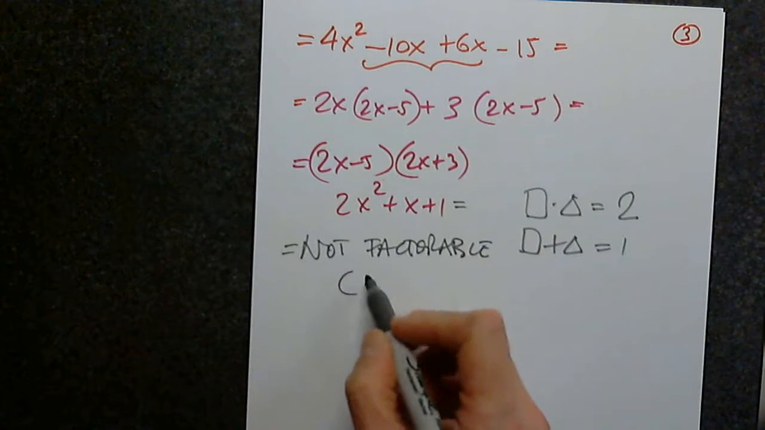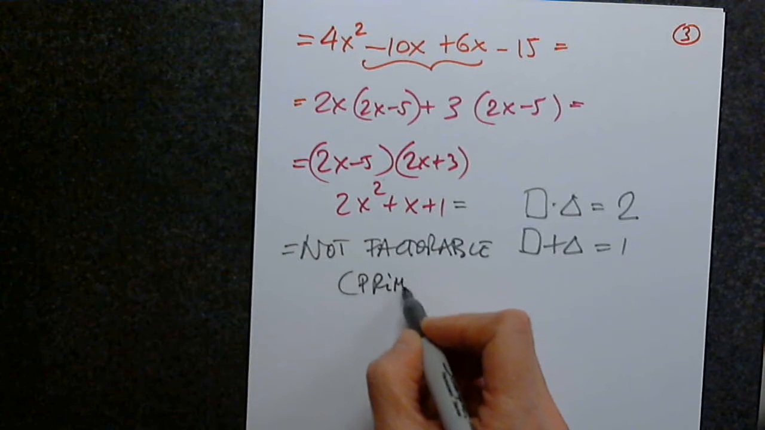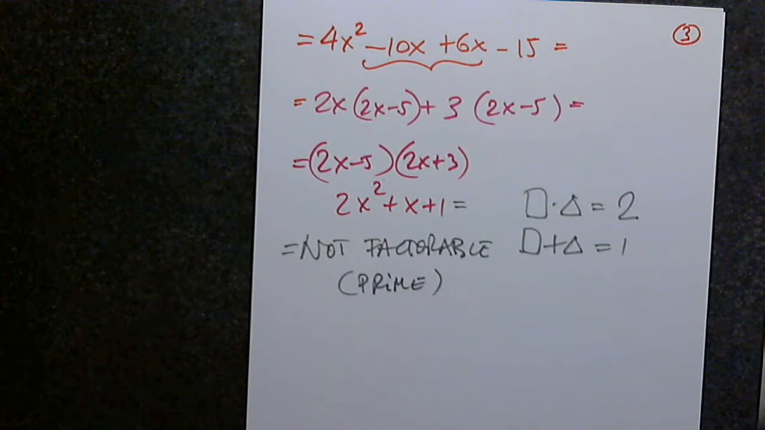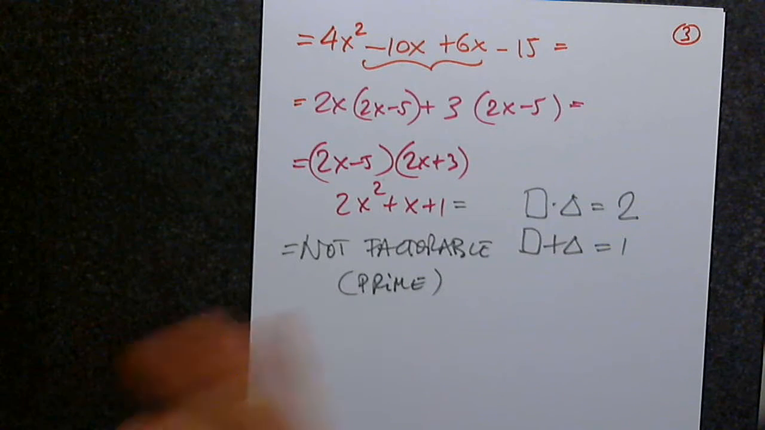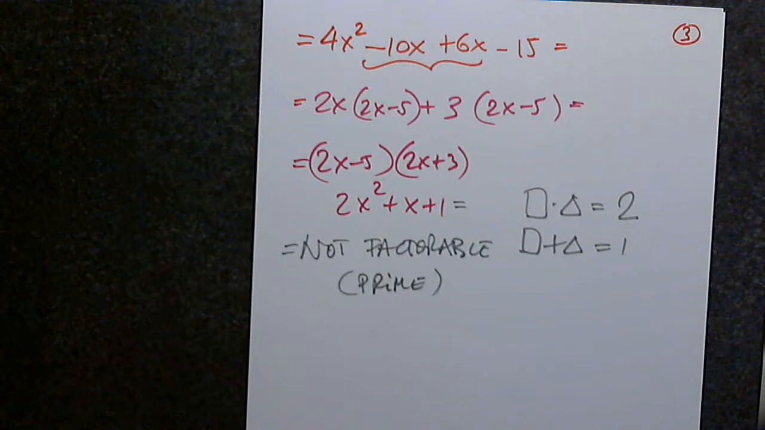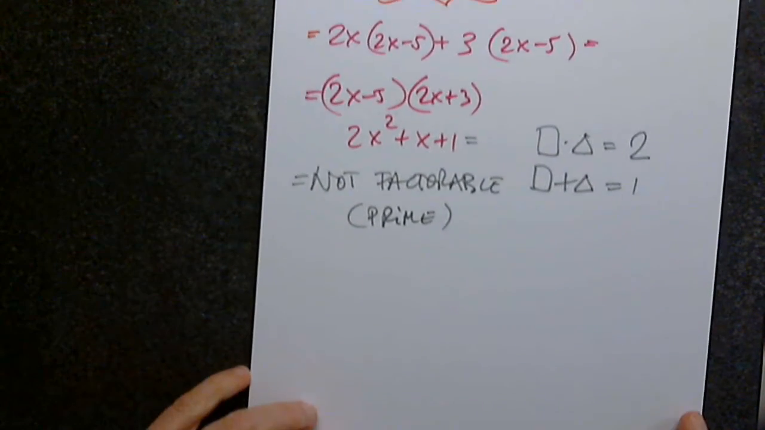Your book and my math lab may require you to write prime polynomial. I disagree with the prime word, but they may ask you to write that. It's fine. I'll give full credit if you write not factorable or prime. I'm okay with that, but I prefer not factorable. Okay, final step in factoring. Polynomials.